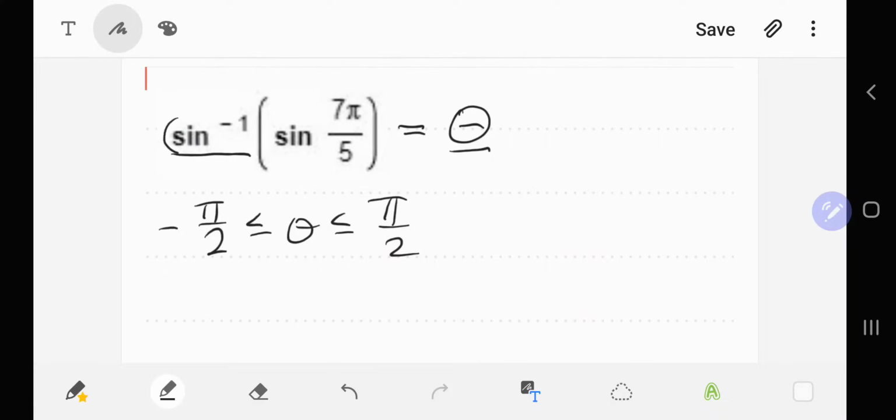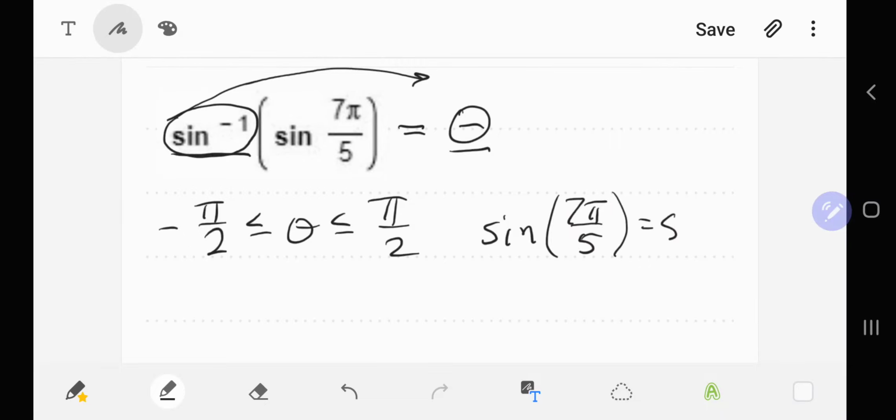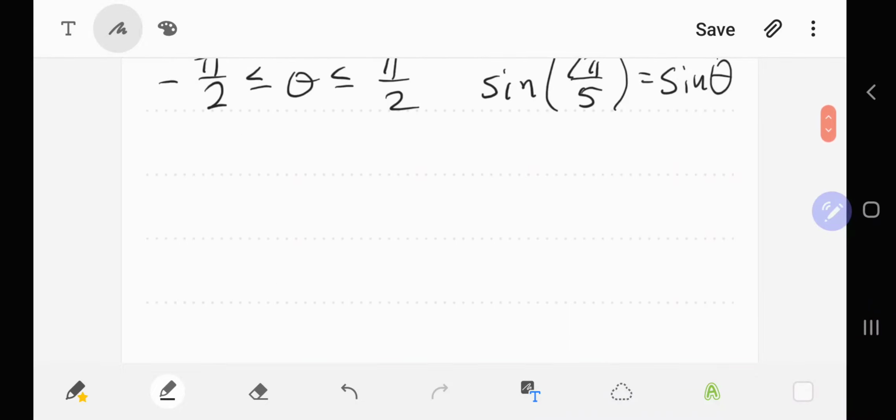So if I take the inverse sine and move it over, that's going to say the sine of 7 pi over 5 has to equal the sine of theta. And we would say theta is just going to be 7 pi over 5. However, 7 pi over 5 does not fall within this range. So we're going to have to find an equivalent angle that'll give us the same value but is within range. So let's go to the unit circle and see if we can figure that out.